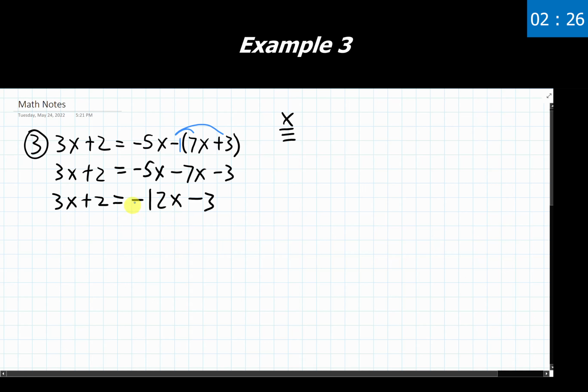I want to get rid of that. The sign in front is negative, so I want to do the opposite of that, which means I'm going to add 12x to this right side of the equation.